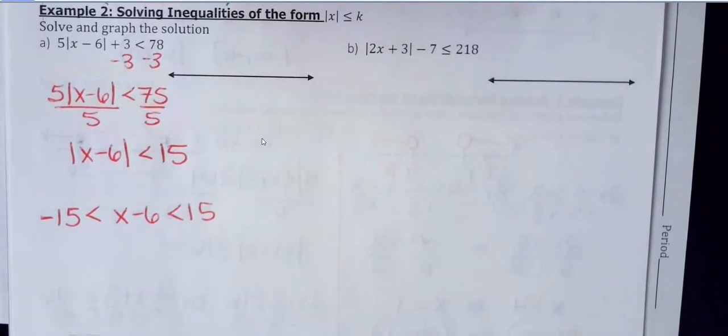So it's going to be in between these two if you're a less than. So outside of that, we'd be at like 16, 17, or negative 16, negative 17, which would then not make our inequality true.